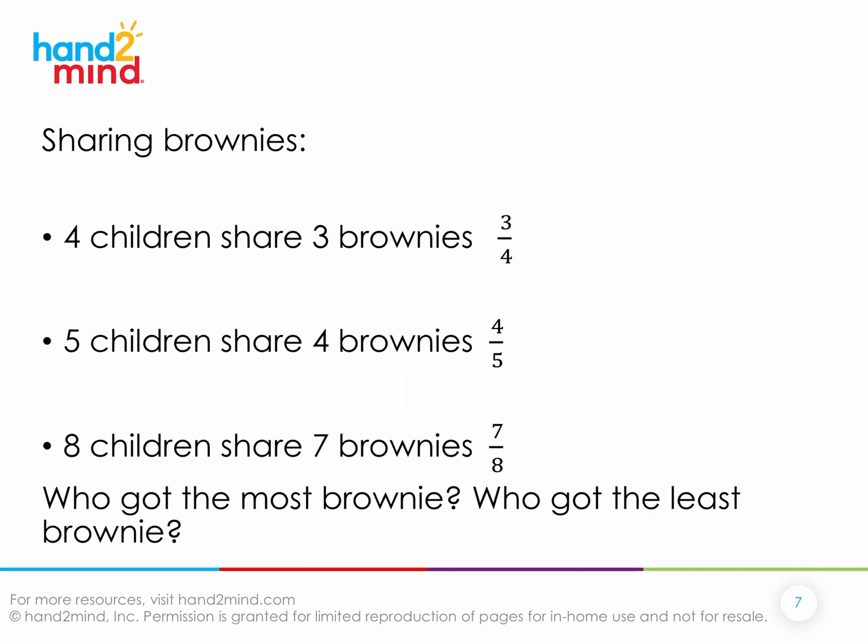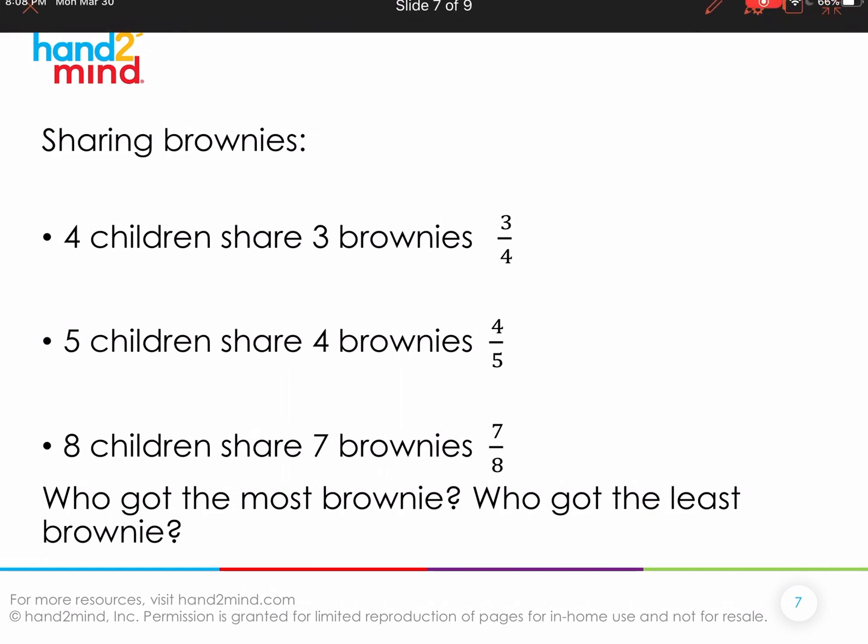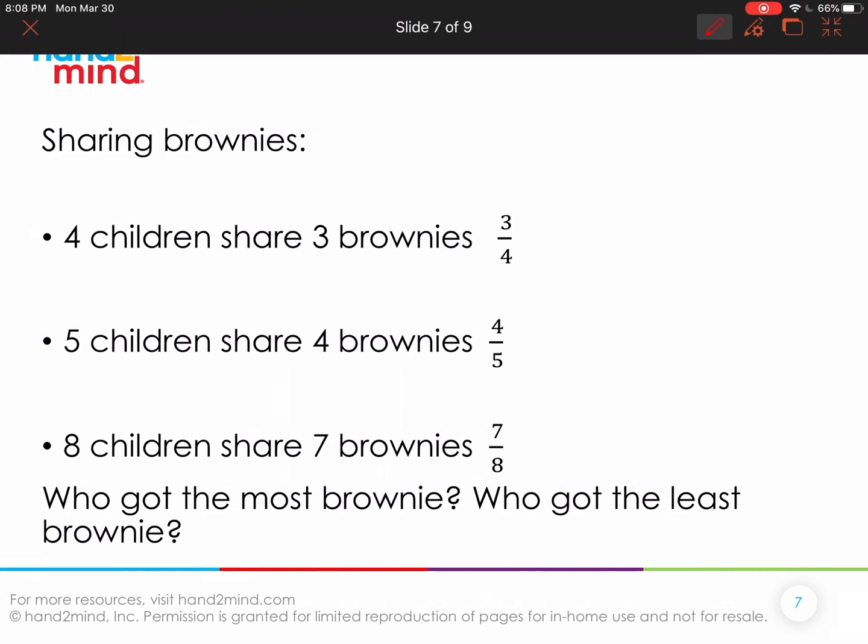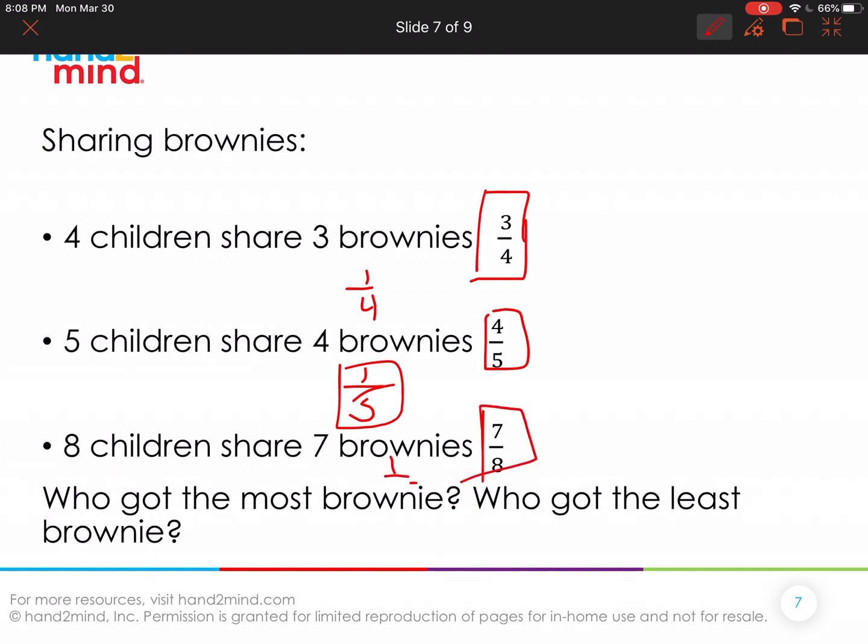I wonder if anyone noticed something about these fractions. Did anyone notice that 3/4 is 1/4 away from a whole? So it's almost to that whole. 4/5 is 1/5 away from the whole. And 7/8 is 1/8 away from the whole. Now, how can that help us?